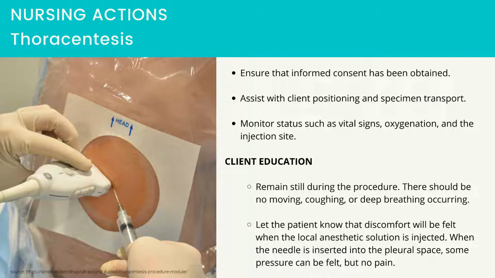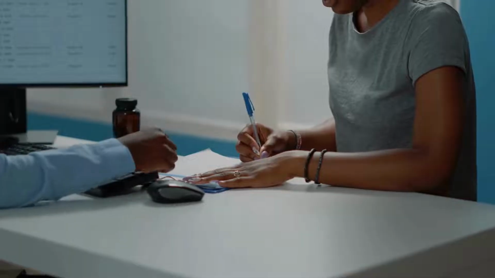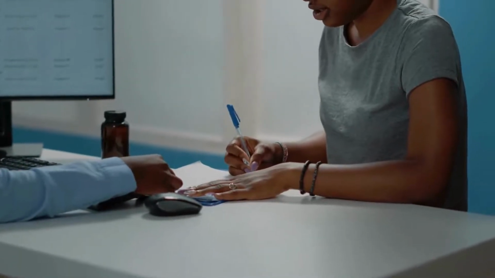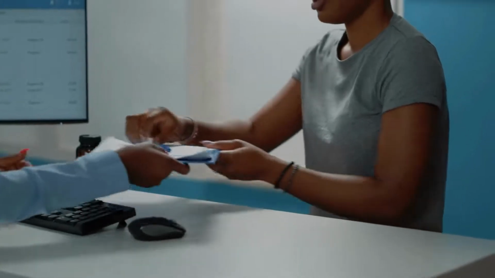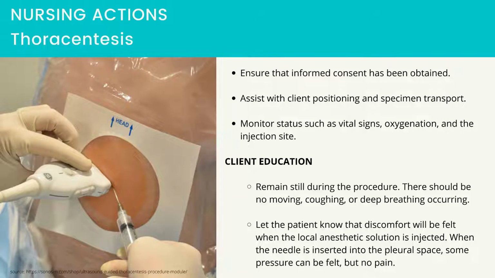Nursing actions. During a thoracentesis, the nurse may perform the following actions. Ensure that informed consent has been obtained. Assist with client positioning and specimen transport. Monitor status such as vital signs, oxygenation and the injection site. Assist the client to the edge of the bed and lean over a bedside table.